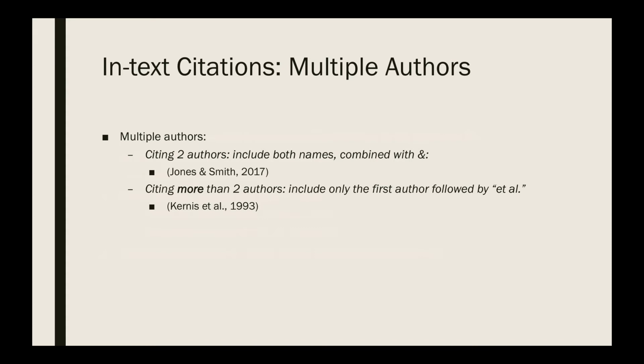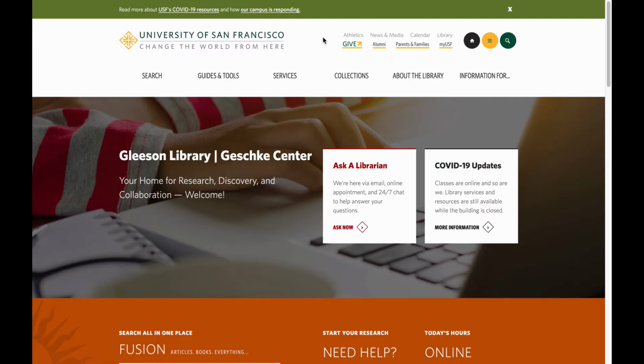Now, let's say you have multiple articles from the same year where the first author has the same last name. So that could be really confusing for your reader. So you'll want to include maybe the second author and the year in that case. So you want to make sure that your in-text citations are unambiguous and clearly point to the correct item in the reference list. So let's pause for a moment and take a look at in-text citations in an actual paper.